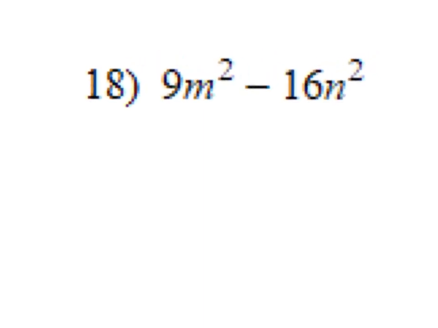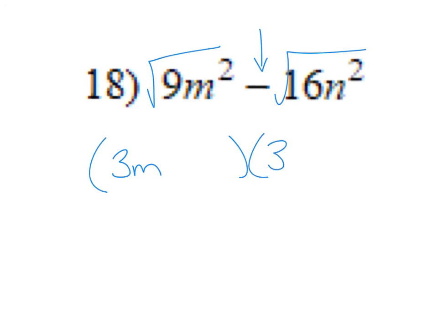Number 18, okay, this guy is a difference of squares. So I'm checking, can I square root? Do I have subtraction, and can I square root? And the answer is yes. So the square root of 9m to the third is 3m. You have a plus or minus. And then the square root of 16n squared would be 4n. And 4n.